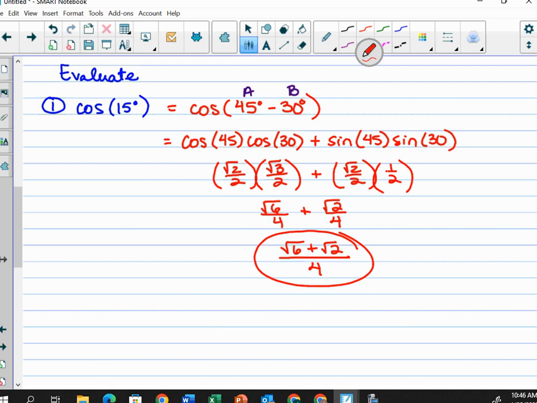Can I add together root 6 and root 2 and get root 8? No, you cannot. Okay. Don't do it. All right, anybody questions on any part of that process?